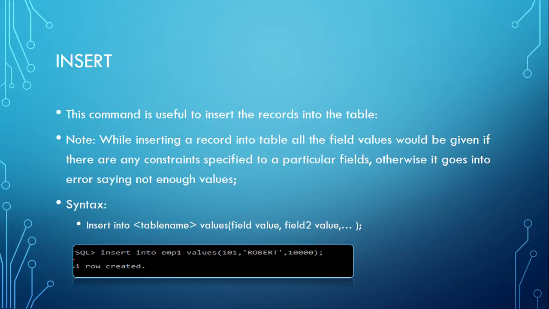What was the table we created? We created employee 1 as a table. That was empty, it doesn't have any records loaded. Now we will try to load records into that table. The note here is, while inserting a record into the table, all the field values must be given if there are any constraints specified on particular fields. Otherwise it goes into error saying not enough values.